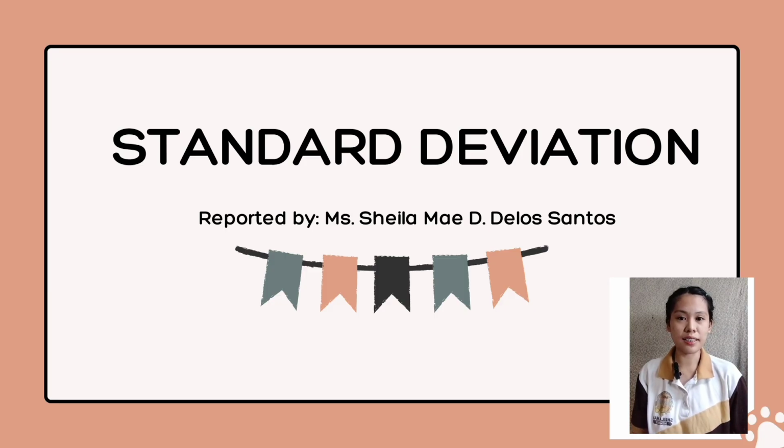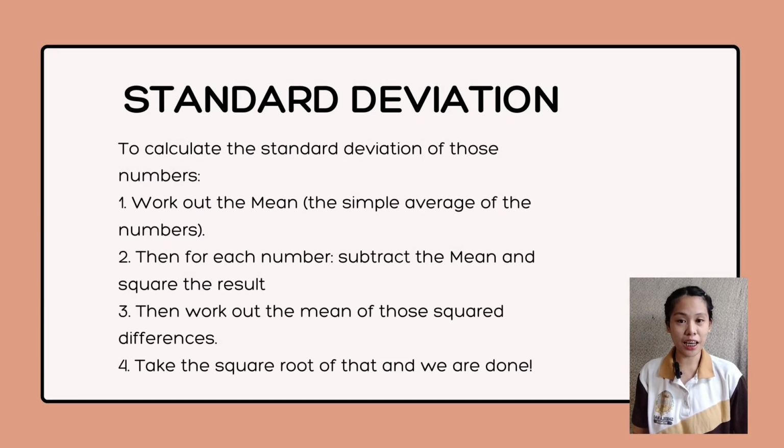Today I will discuss the standard deviation, which is a statistical measure that shows how spread out the data values are from the mean. Standard deviation tells us how close or how far the values are from the average. A small standard deviation means the values are close to the mean, while a large standard deviation means the values are widely spread.